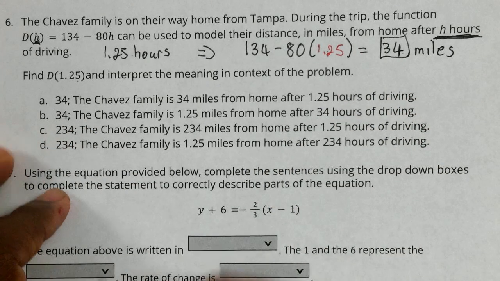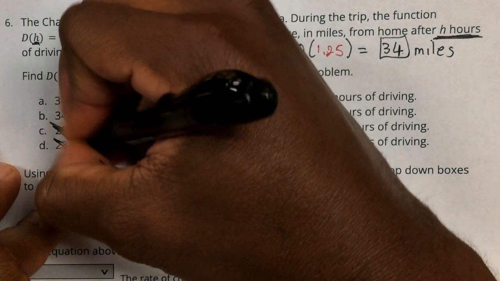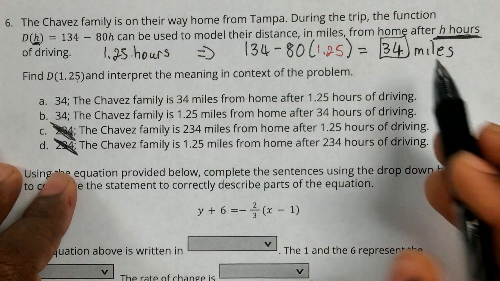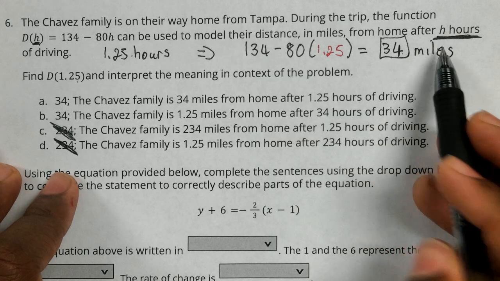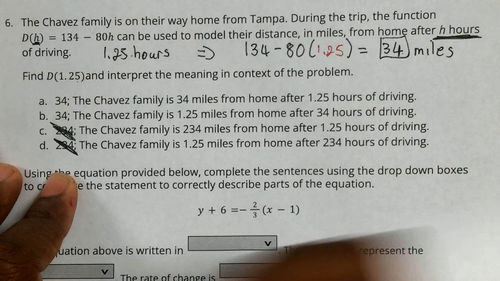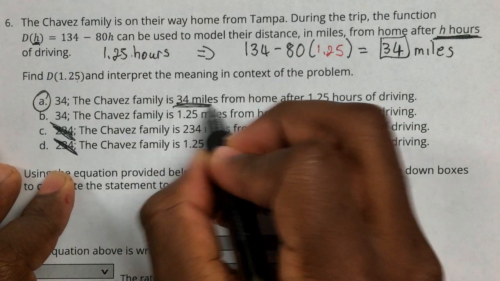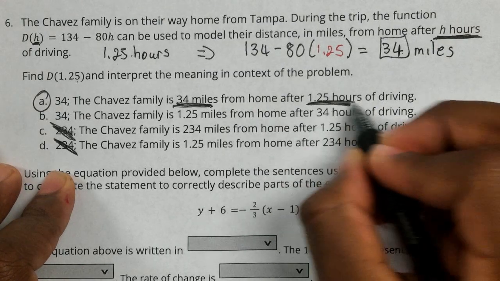Okay, so we can already eliminate two things. So we can eliminate this one and this one because our result was 34. And remember, the 34 represents miles, the 1.25 represents hours. So I would select this one as the answer, because again, the 34 is the miles, and the 1.25 is the hours.